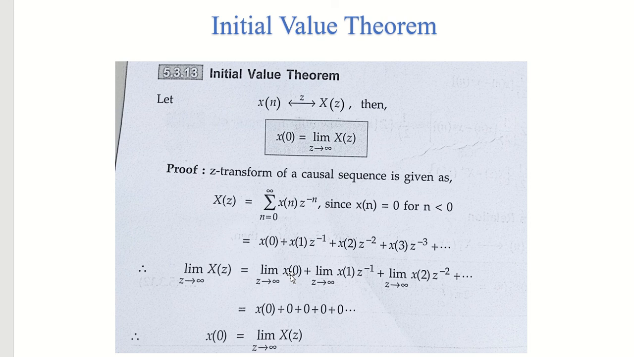And what is the value of x of 0? It will be equal to limit z tends to infinity x of z, the term on the left side. So we just exchange the terms on the left hand side and right hand side, and hence you have proved your initial value theorem as well.